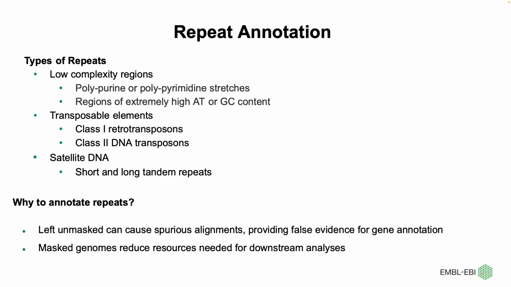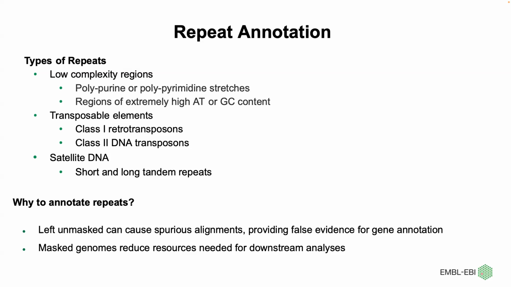And usually masking and annotating the repeats are often done using the same tool. There are different types of repeats which are present in a genome. The major ones are the low complexity regions like the polypurine or polypyrimidine stretches, or the regions of extremely high AT or GC content. We do have transposable elements divided into class 1 retrotransposons and class 2 DNA transposons, and satellite DNA covering the short and long tandem repeats.